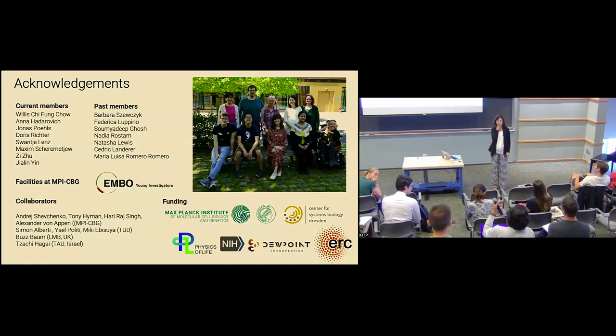Also ask because for paraspeckles, there's a common thing. The key RNA, NEAT1, has less than 1% sequence conservation, but still conservation in condensation and function. Yeah, this is a good question.